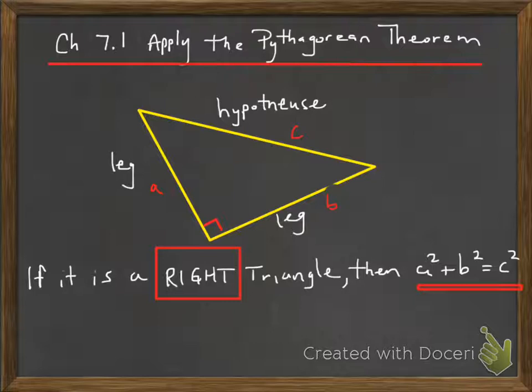And speaking of legs, you have your two legs, which are a and b in this situation, and it doesn't really matter which one's a and which one's b. But when you're talking about a right triangle, you're dealing with your legs being the height and the base of your triangle. Okay? All right, so let's look at this.